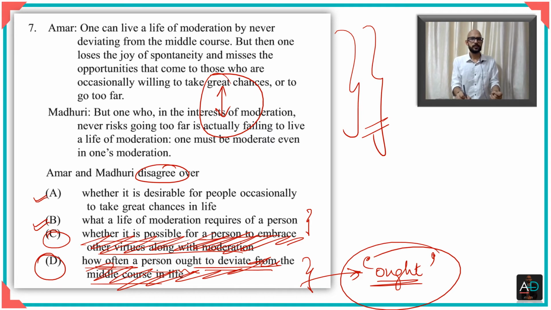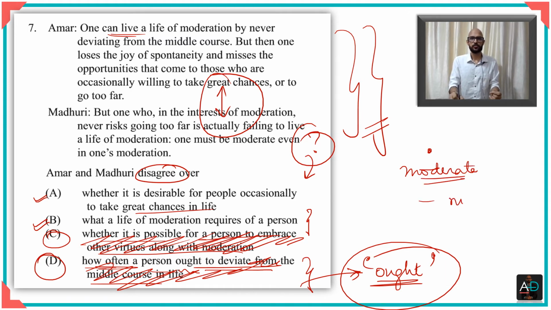Let's look at option A. Whether it is desirable for people to occasionally take great chances in life. As I said, Madhuri has not spoken about whether it is desirable or not. Also, Amar has only said that there are two sides to it: if you are moderate, then you might miss out on some joy, that you could lose some joy. But he has not spoken of what is desirable. This is again something that has not been spoken of, and therefore it's not a point of disagreement.